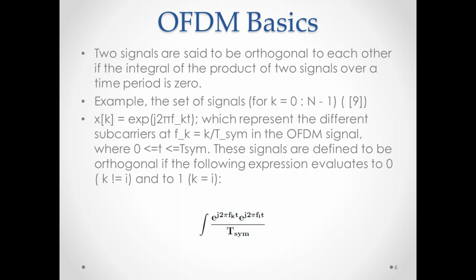Mathematically speaking, let's consider the set of complex exponential signals given by exponential of j2πf_k t, which represent the different subcarriers in the OFDM signal. These signals are defined to be orthogonal if the integral expression given here evaluates to 0 for all values of k that are not equal to i, and evaluates to 1 for all values of k that are equal to i.